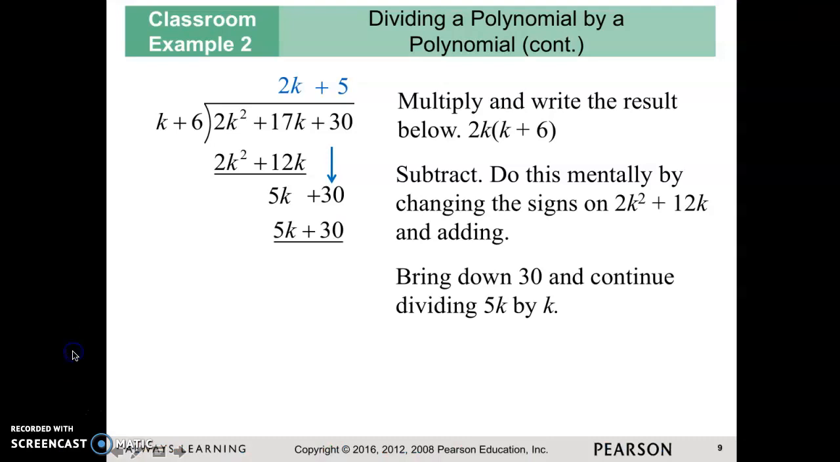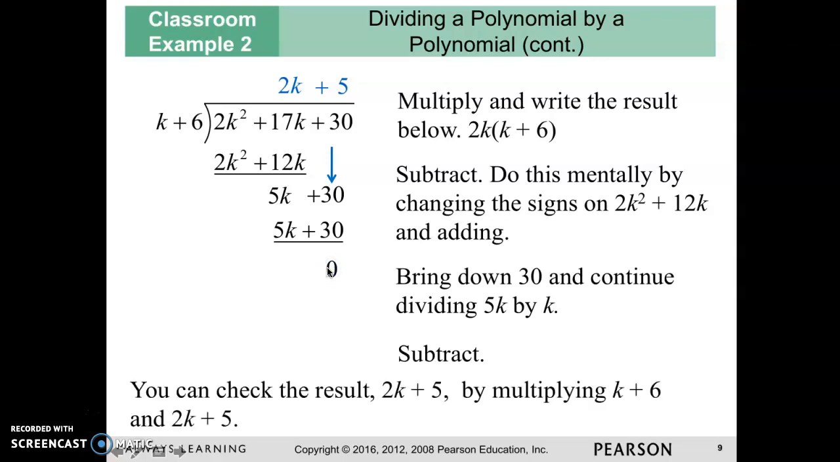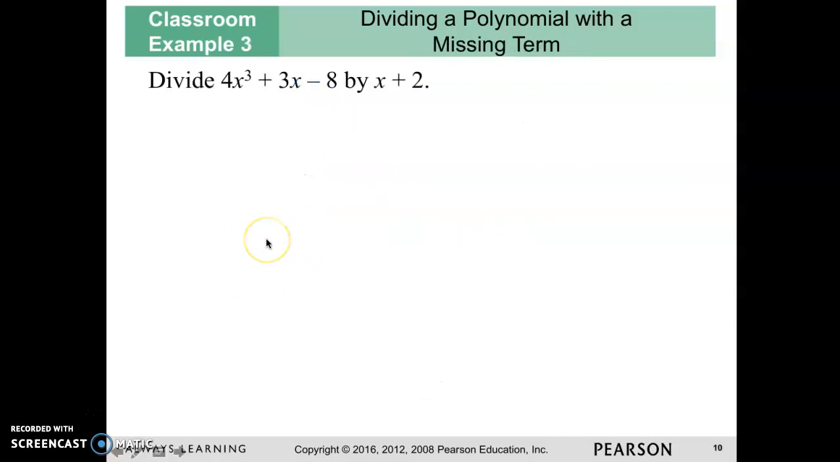So you brought down the 30, divided the 5k by k, and then subtract both terms, and that's going to be equal to 0. You can check the result by simply multiplying 2k plus 5 by k plus 6. This is the traditional division, and practice a lot on this because it does take a lot. It's not a simple traditional division, so go ahead and make sure that you practice doing it for multiple problems.